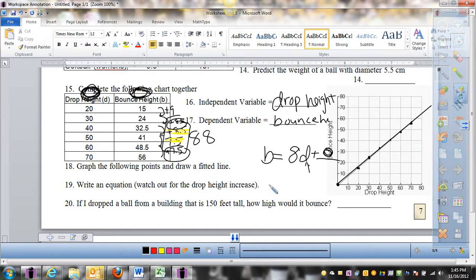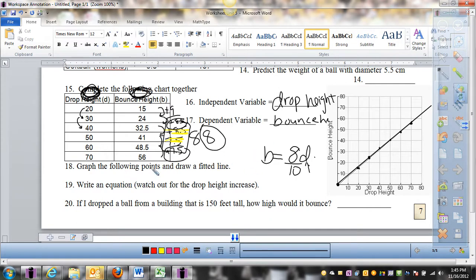And if you remember back to yesterday, you look at the change over here, and we decided it was 8. Alright? But look at the change over here. It's not going up by 1. It's going up by 10. It's going up by 10. So our equation actually is bounce height is 8 over 10 times the drop height plus 0. I'm not even going to include the plus 0 anymore, so let's just get rid of that. Okay? So it's 8/10 times the drop height.